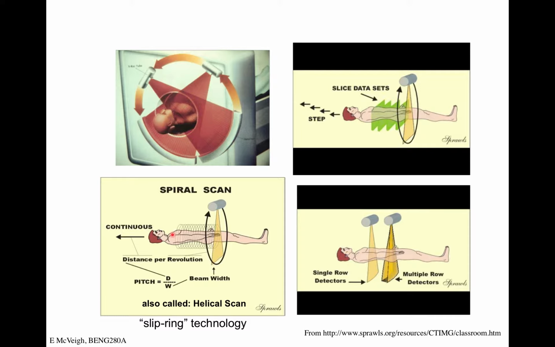And in order to get any arbitrary location in the 3D volume, you have to interpolate between helices on either side of your point, unless you're sitting right on the point, right? And so that interpolation is done to create a 3D volume data set.